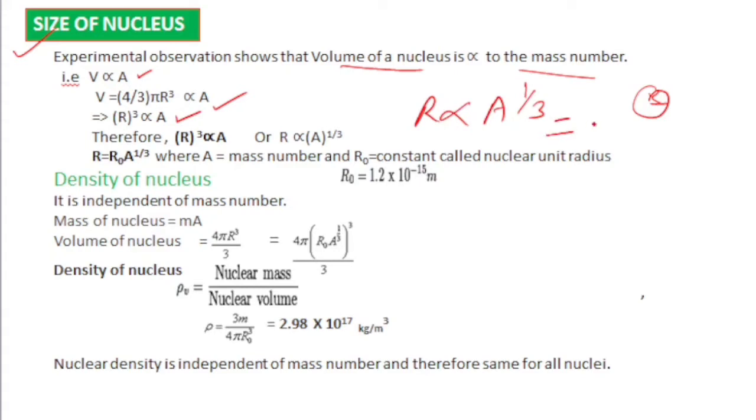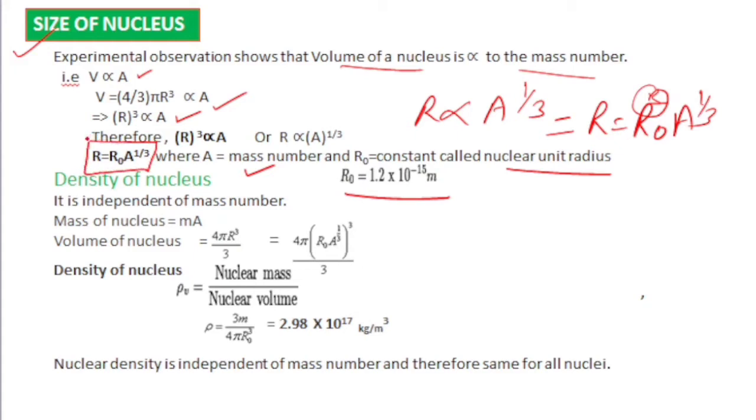After this you remove the proportionality constant. You get R equal to R naught A to the power 1/3. R naught is called the nuclear unit radius and its value is 1.2 into 10 to the power minus 15 meter, and A is the mass number. So this is the relation between radius and mass number, because greater the mass number, greater is the radius, or you can say size of the nucleus. It means the size of the nucleus depends on mass number. It is given by this formula, R equal to R naught A to the power 1/3, and R naught is 1.2 into 10 to the power minus 15 meter.